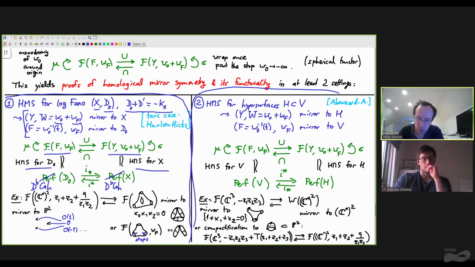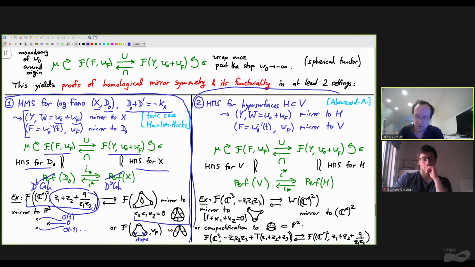So for example, in mirror symmetry for CP2, the fiber of this whole thing at once is a thrice-punctured torus. And this is mirror to the singular cubic in P2 given by just the union of the coordinate axes.